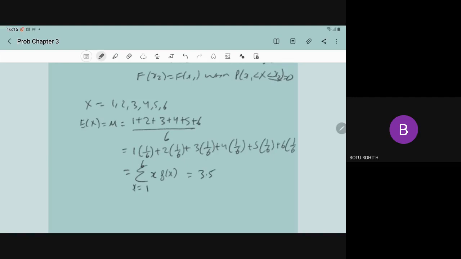It is not necessary that the expected value should be a possible outcome of the random variable. Here you can see the possible outcomes of rolling a die are 1, 2, 3, 4, 5, 6, but the expectation is 3.5. Sir, what is E of X? E of X is the expected value of X.